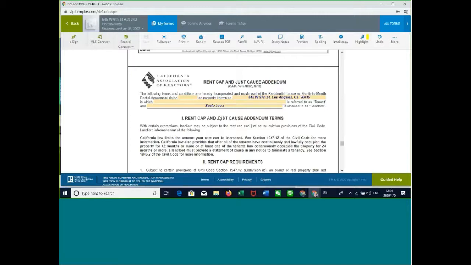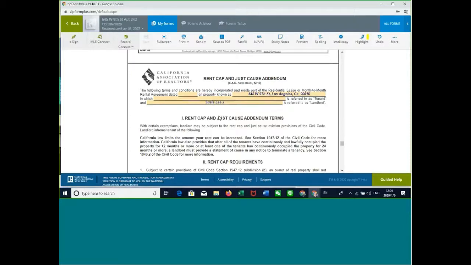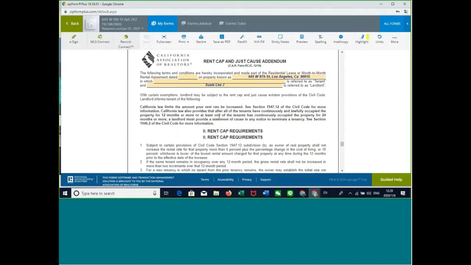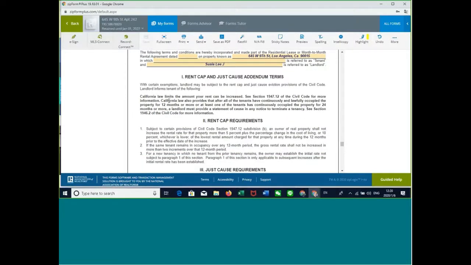The answer is actually on this piece of paper. You see, if I take you down, it's California law. Limits the amount your rent can be increased. In other words, it's throughout the state of California, not just a few cities. Throughout the state of California, your rent increase can be restricted unless your property falls into one of those exemptions, right?